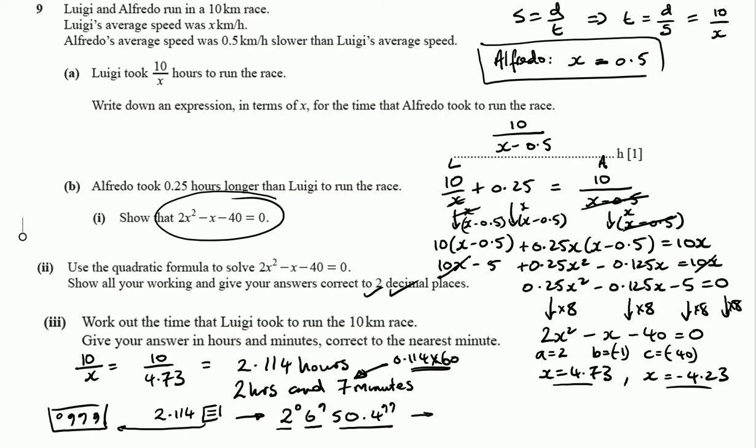So of course, 2 hours and minutes to the nearest minute, we'd say 2 hours and 6 minutes and 50 seconds, while the closest minute is 7 minutes. And that's all the answers to our quadratics and fractions worksheet.